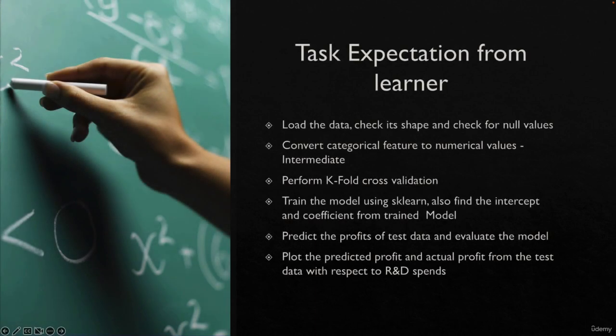Now, the expectation from the learner is you have to first load the data and check its shape, and also check for null values in this given data set. Once that is done, convert the categorical feature into a numerical format, then perform the k-fold cross validation, train the model using sklearn library, and also find the intercept and the coefficient from the trained model. As you progress, you have to predict the profit of the test data and finally evaluate the model and plot the predicted profit and the actual profit from the test data with reference to the R&D spend. So this is the expectation from the learner.